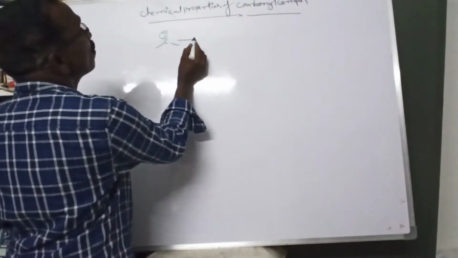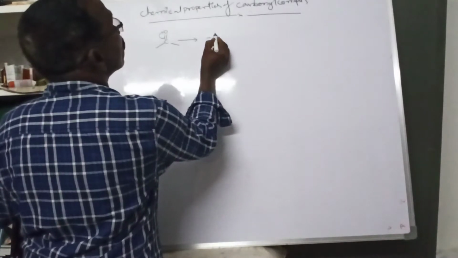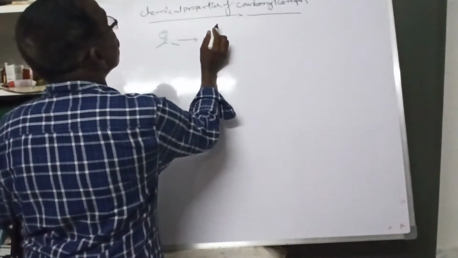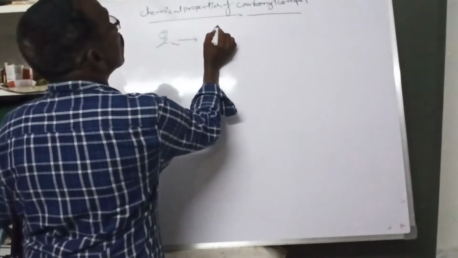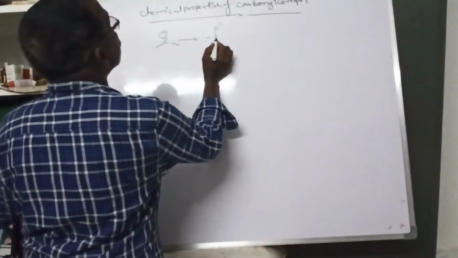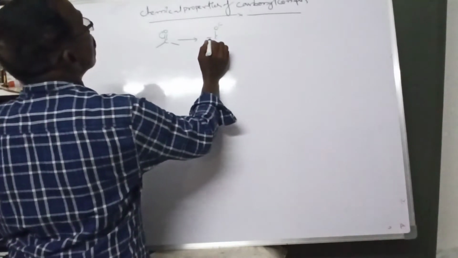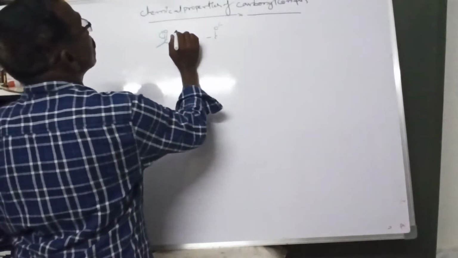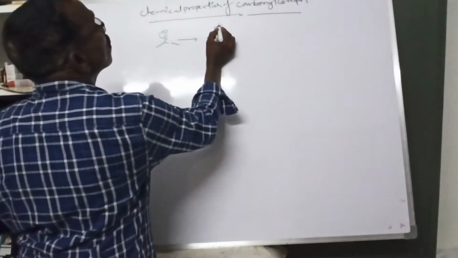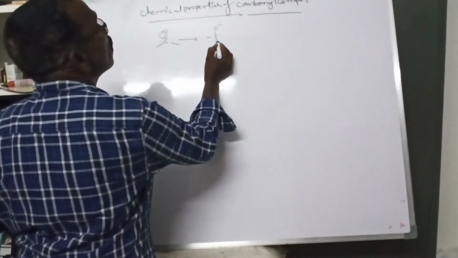What happened here? Oxygen has a partially negative charge, that is delta minus, because the electron pair is shifted to oxygen, since oxygen is more electronegative. So delta minus here on oxygen, and delta plus on carbon.